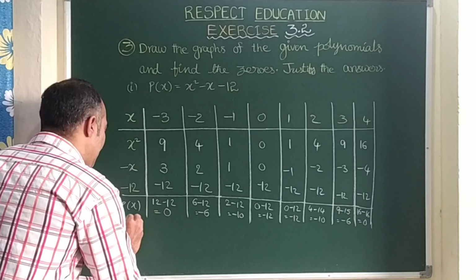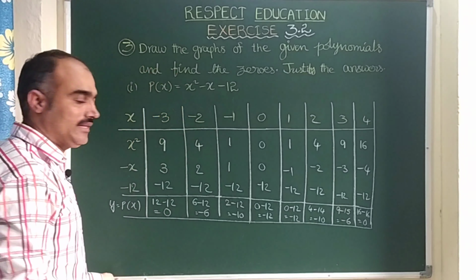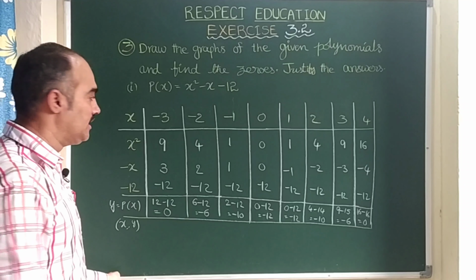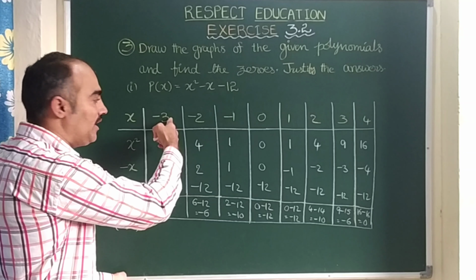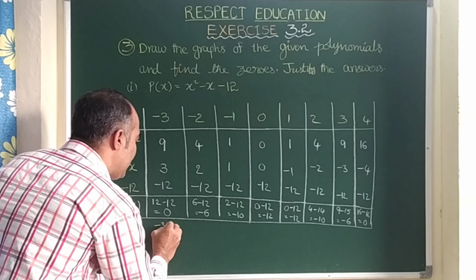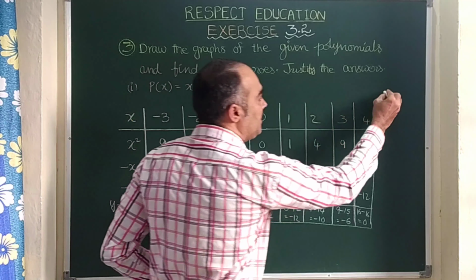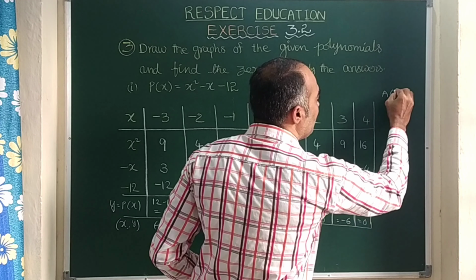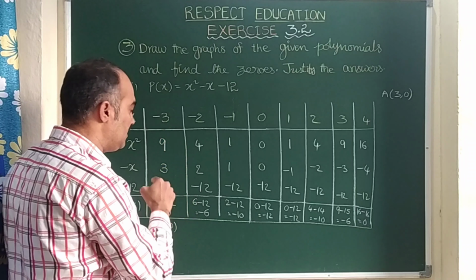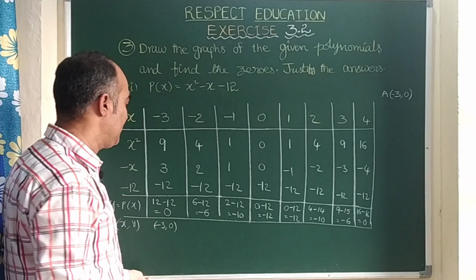Now here we write the ordered pairs, meaning x comma y. Here you see x is the starting value, y is the ending value. First one is minus 3 comma 0. Let us write this point as the first point here, because with these points we need to draw the graph. If x is minus 3, y is 0. That I am taking as the first point.